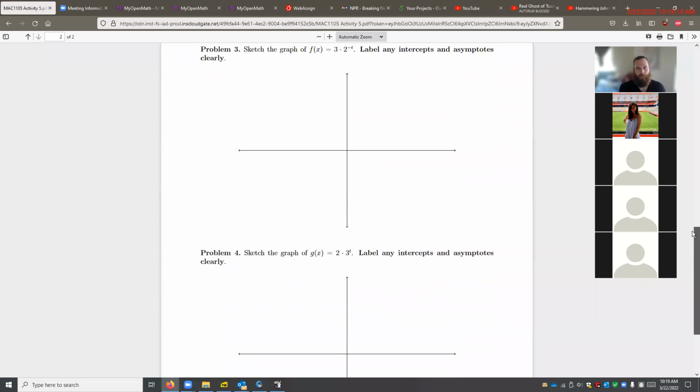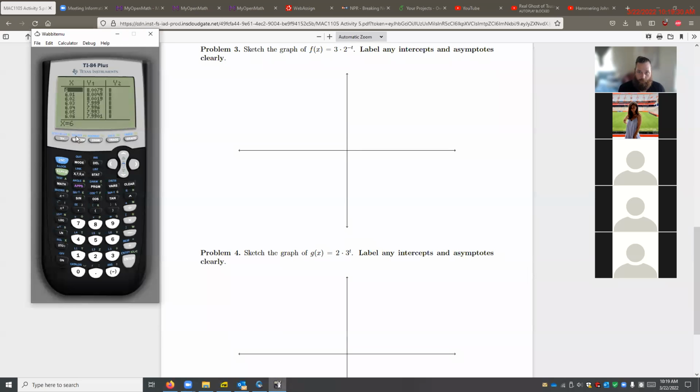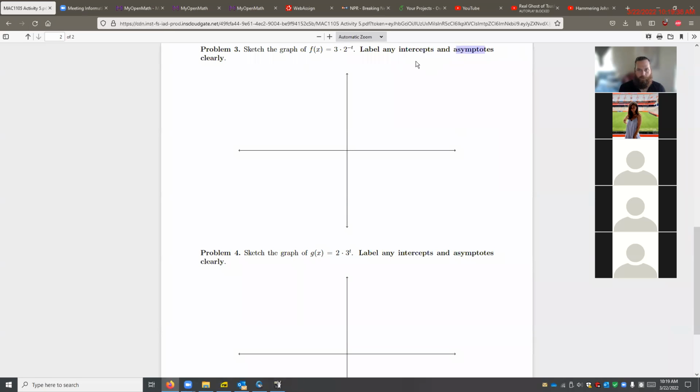The last 2 problems here are quick graphing problems. I want you to sketch, ooh, this should be an x, not a t. Sketch for me these 2 exponential functions, right? One is 3 times 2 to the negative t. The other is 2 times 3 to the positive t. And you can use your calculator if you want, but make sure that you label at least 3 points. Make sure you draw in the asymptotes and label them. Make sure you draw in any intercepts and label them clearly. All right. Any questions on this?